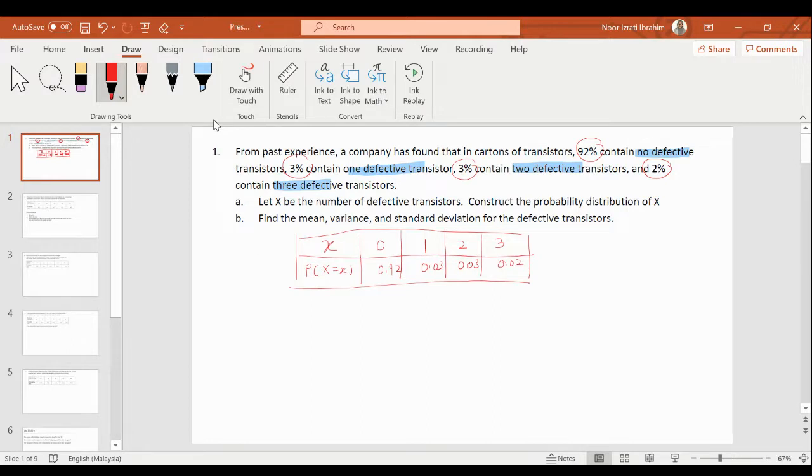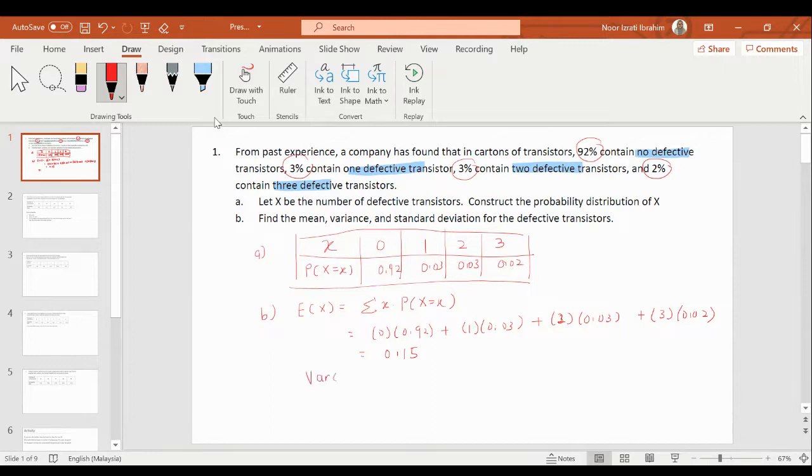B. Find the mean, variance, and standard deviation for a defective transistor. To find the mean, it will be to find the expected value of X, which is summation of X multiplied with probability when X equals to x. Then we just multiply 0 with 0.92 plus 1 with 0.03 plus 2 times 0.03 plus 3 times 0.02, and you will get 0.15.